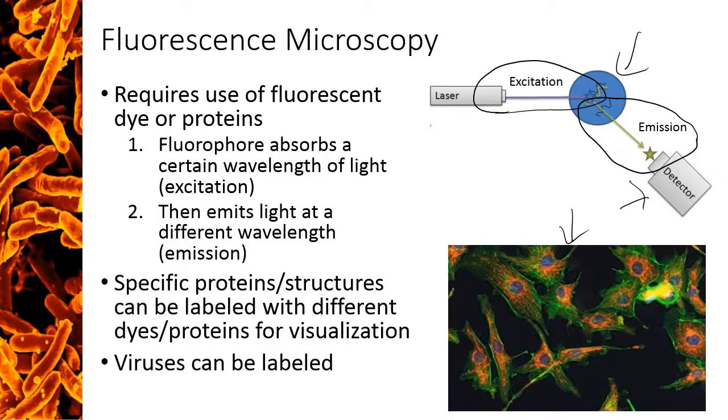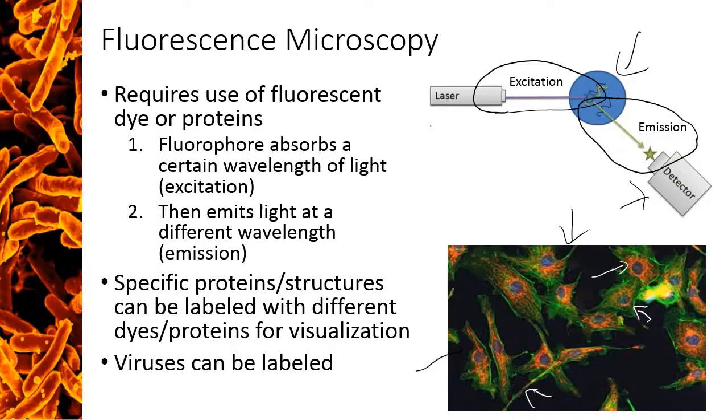Fluorescent microscopy allows you to label specific structures or proteins in the cell with different dyes to view their localization. For example, in this image, the green is actin, the red are microtubules, and the blue is the nucleus. This allows you to visualize the cell cytoskeleton, with the actin typically providing structure under the cell membranes, seen here and here, and the red microtubules spread throughout the cytoplasm, providing structure and transport throughout the cell.